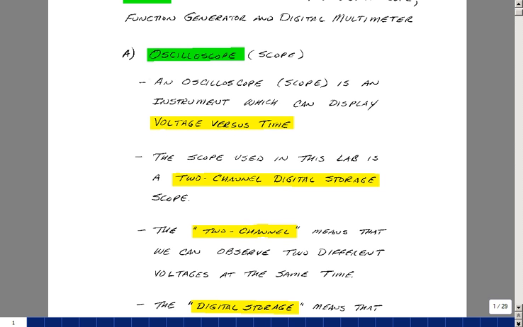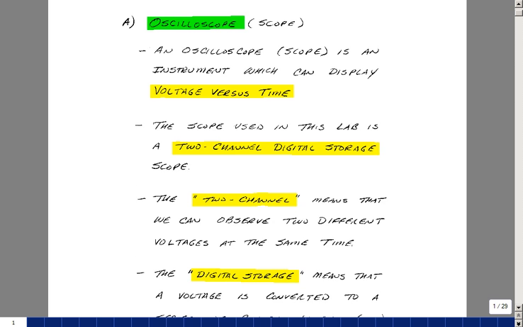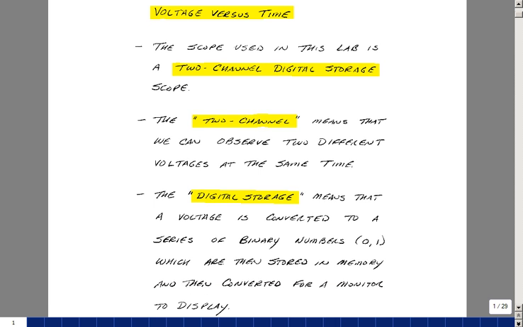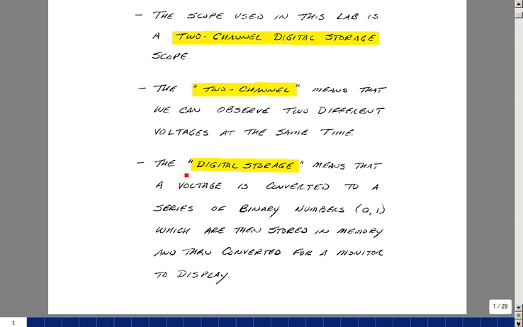The scope that we are using in lab is a two-channel digital storage scope, and by two-channel, we mean that we can observe two different voltages at the same time. Digital storage means that the voltage that is measured is converted to a series of binary numbers, which are then stored in memory and then converted for a monitor to display.